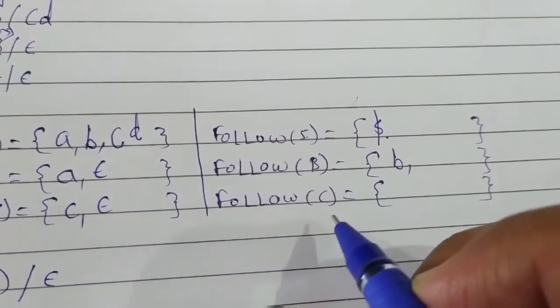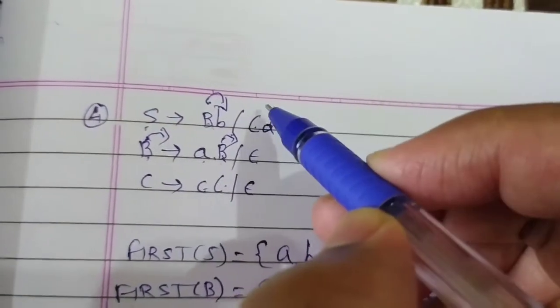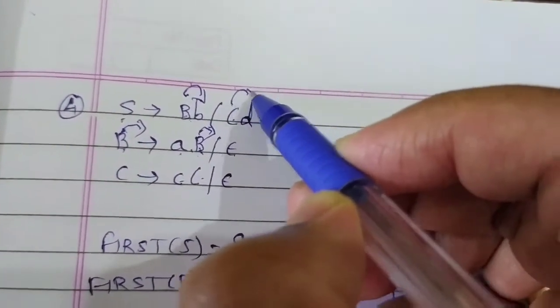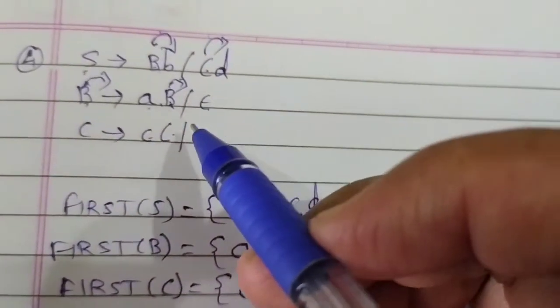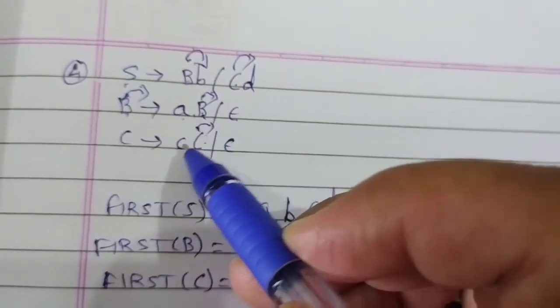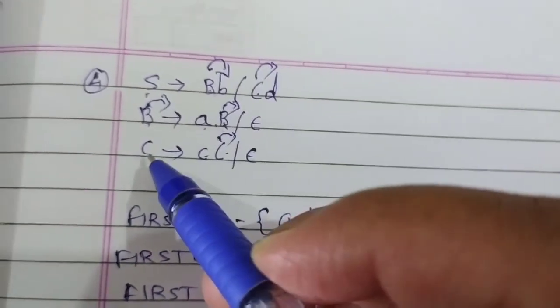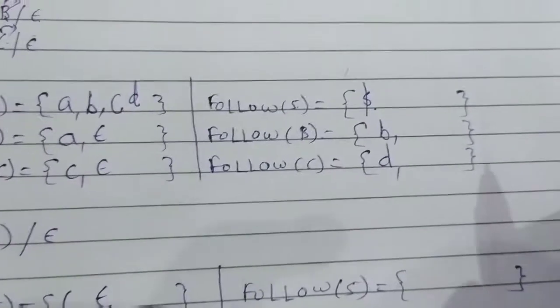Now we will find out for C. Where is capital C? Here. So who is following capital C? Small d. So it will become small d. Again where is capital C? Here. Who is following capital C? Nothing. But again this is generated from this. But again this capital C, both are the same, so ignore it. So this will be the follow for this.